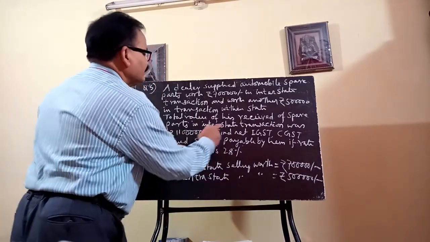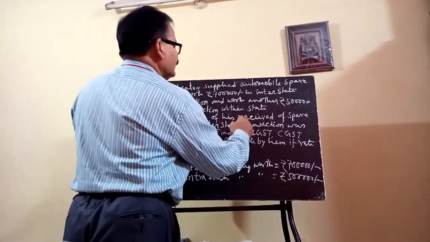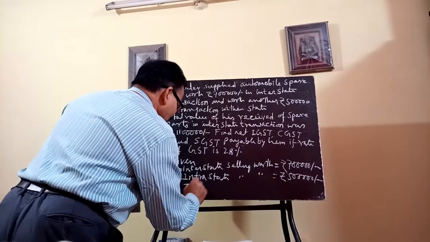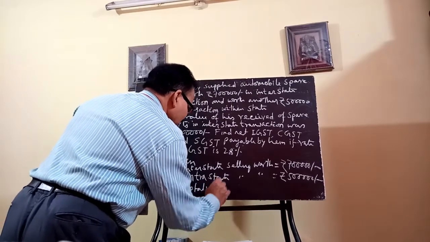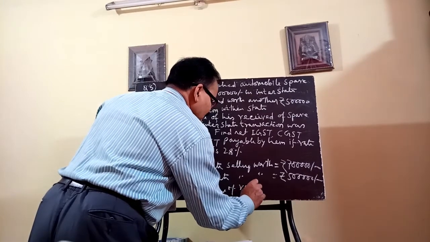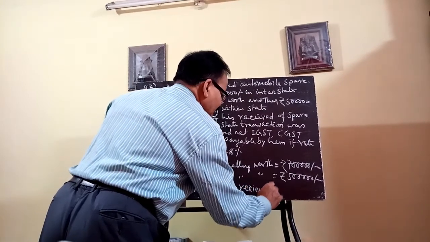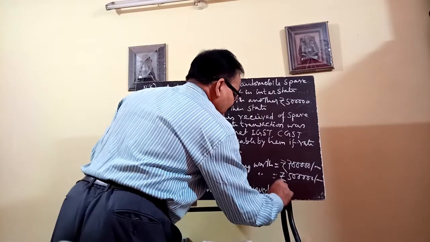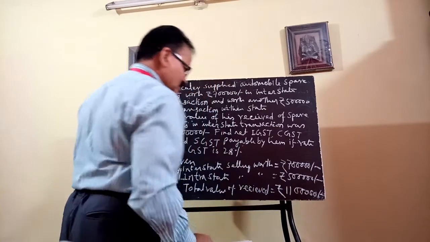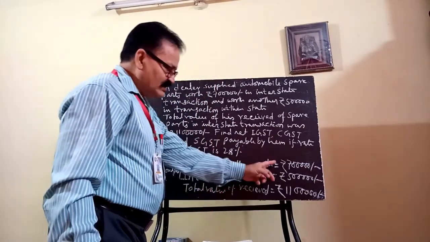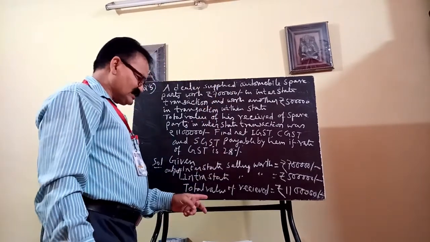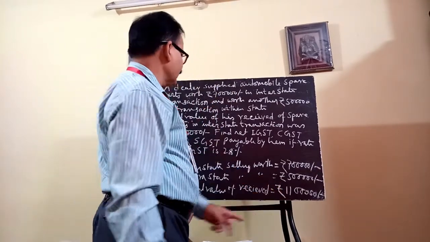And here interstate transaction, the total value of his receipt is your rupees 11 lakh. So these are the three data. These are the selling by the dealer, and this is the receiving from the other state, 11 lakh.